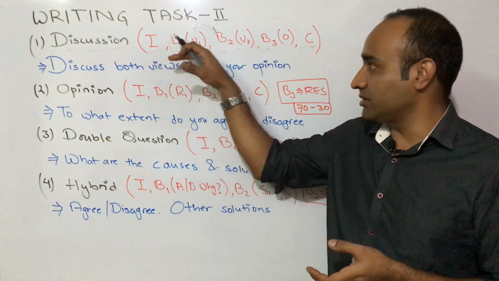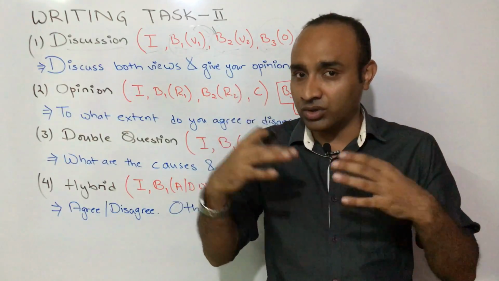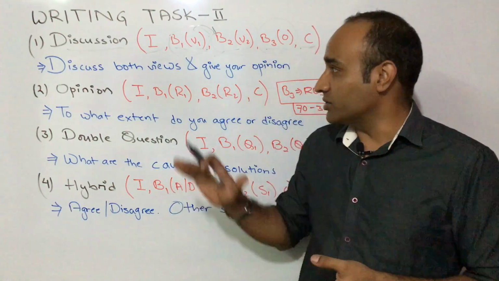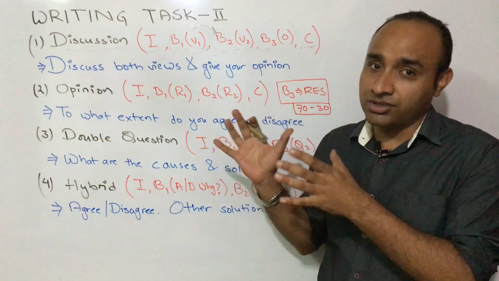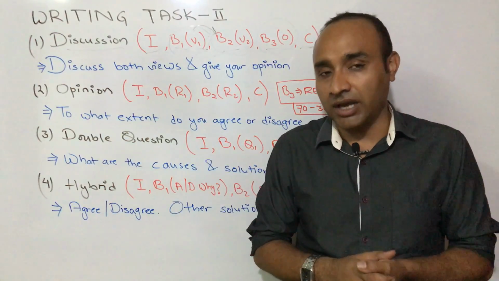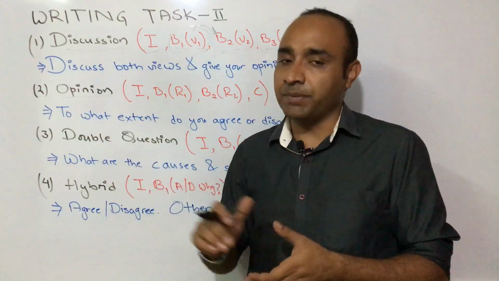So when you have looked at both sides, you personally came up with a belief that both of them are equally important. Something like that can be done, and that should be a good structure that can score even up to 9. So let's move on to the second type of question, opinion.